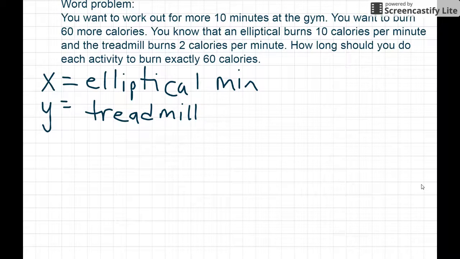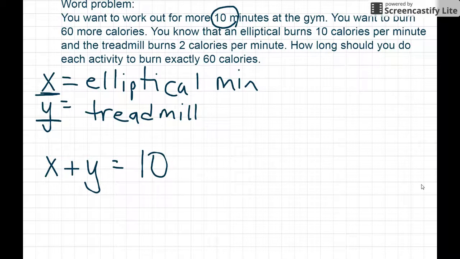So the first equation just is the minutes. So I'm going to go through and I want to do 10 minutes at the gym, and I'm doing both of these activities. So literally I'm just going to write x plus y equals 10. The minutes on the elliptical plus the minutes on the treadmill cannot exceed 10 minutes. I only have 10 more minutes at the gym. So that's my first equation.